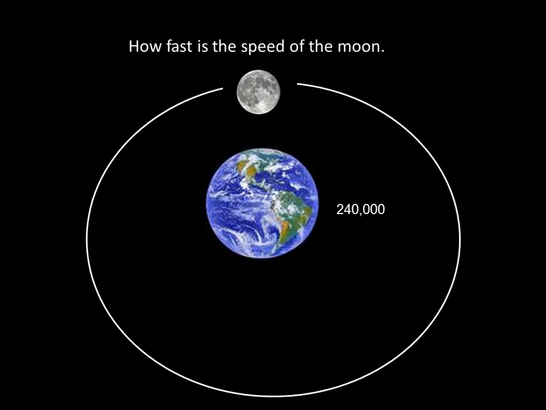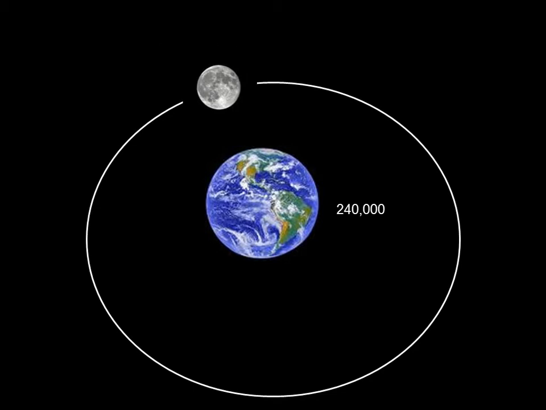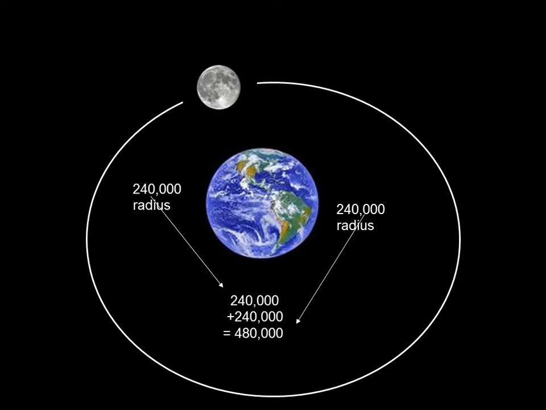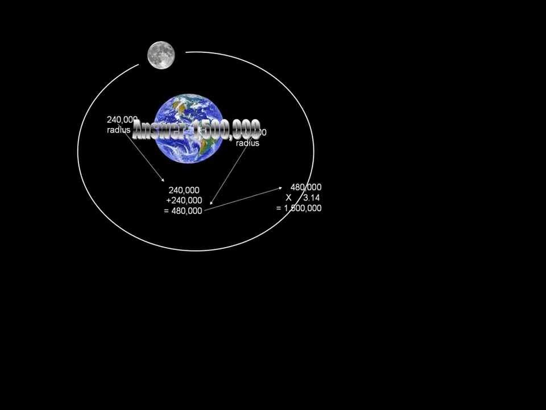How fast is the speed of the moon? The radius is 240,000 miles. As you can see there, it shows on both sides. You'd add this up to find the diameter. Same thing as last time, 480,000. And then you times that by pi, and you get 1,500,000. And that's the answer.